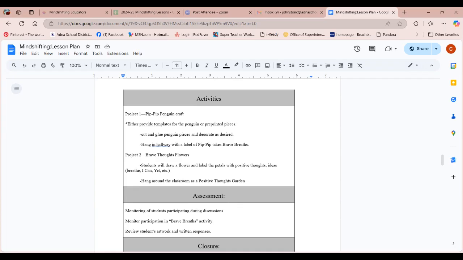Wow. And then how would you use that? They draw a flower, they label the petals with positive thoughts, and then what's next? I would hang those around the room, and they would have reminders, maybe even near my quiet space. Those would be the reminders when they're having a tough time.